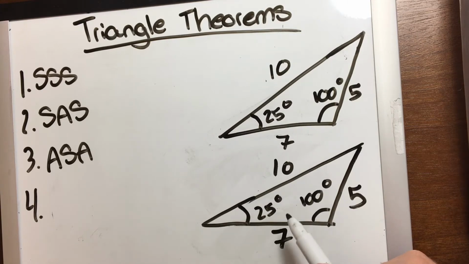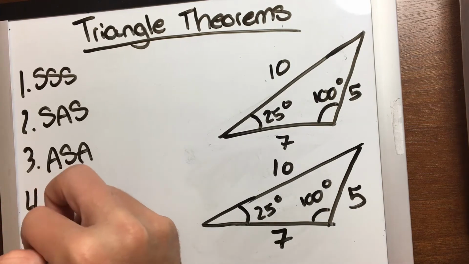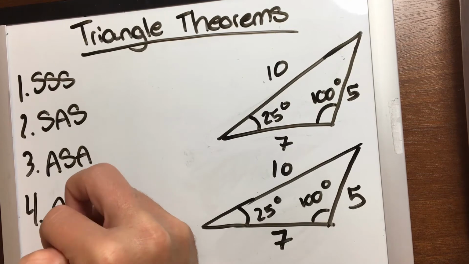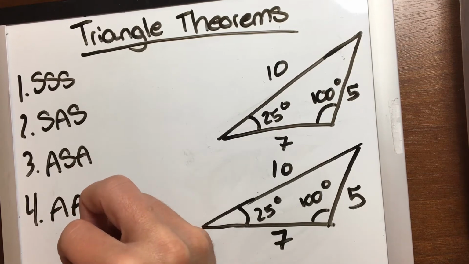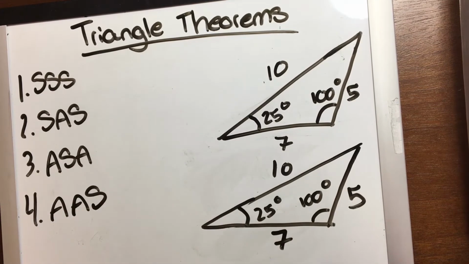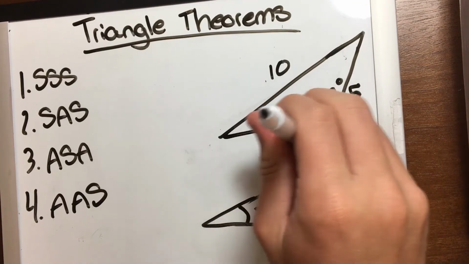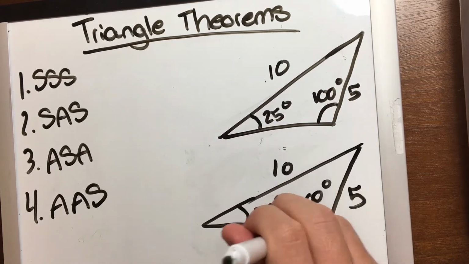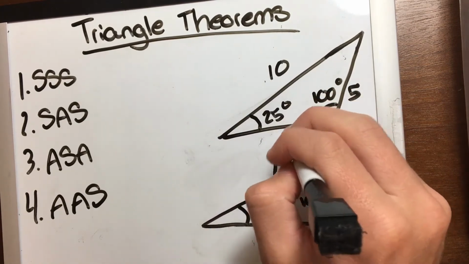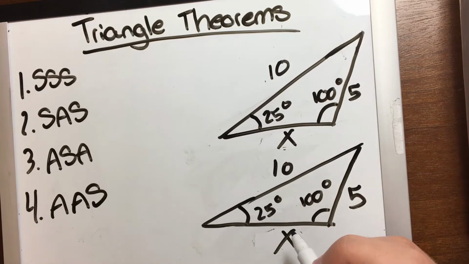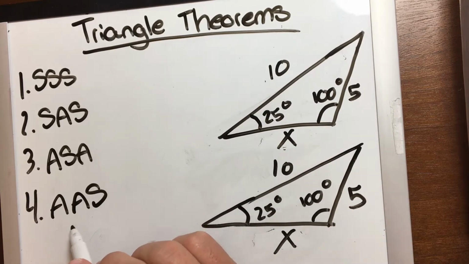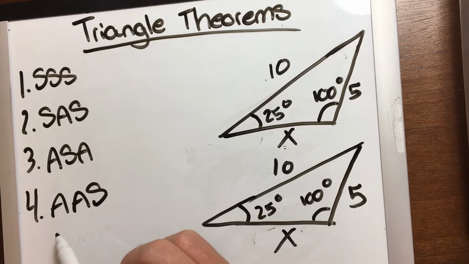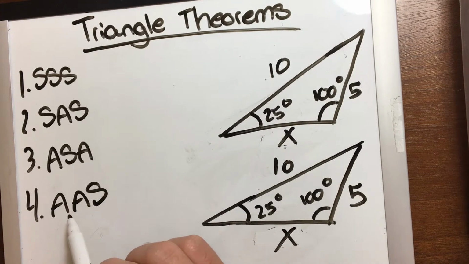The final theorem many people forget about often is called the angle angle side theorem. This theorem's tricky. Let's say if we were given two triangles, but we didn't know what this value was, x. But we knew what this theorem meant. And this theorem states that if we have two angles next to each other and a side following that are the same, then both triangles are congruent.